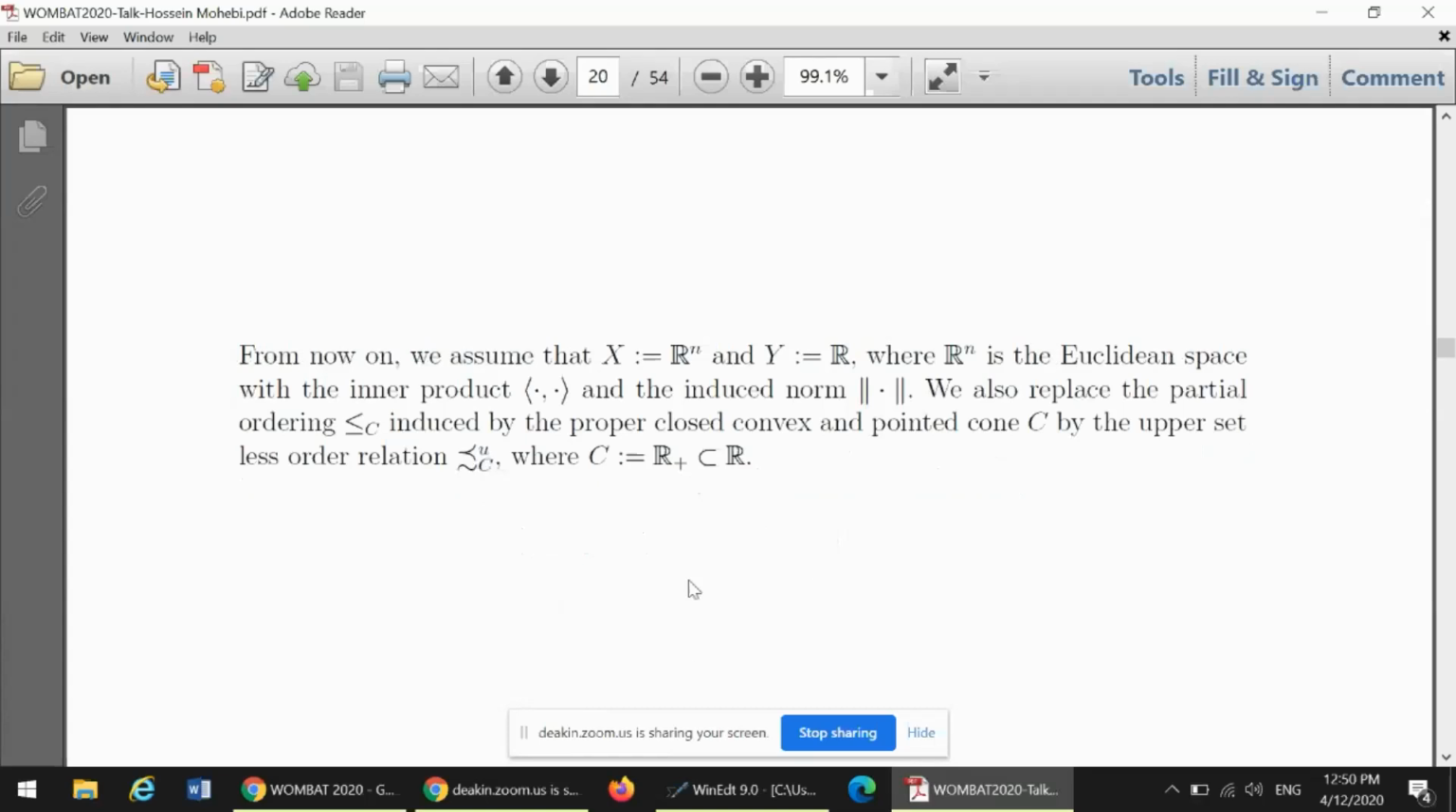From now on, we assume that X is Rn and Y is R, and also we replace the partial ordering induced by the closed convex and pointed cone C by the upper set-less order relation, where C is R plus.